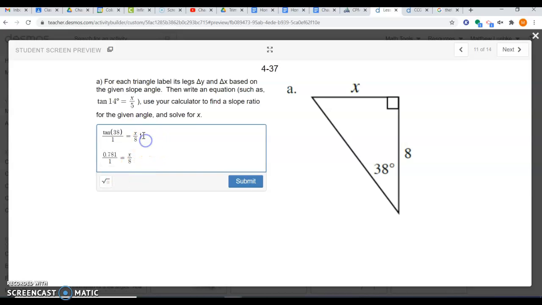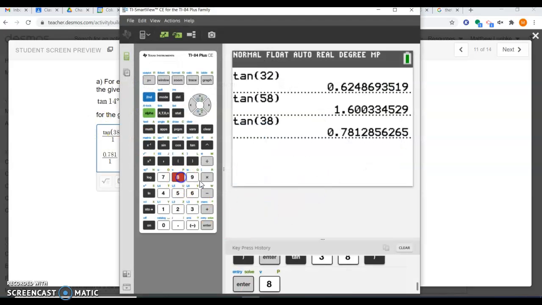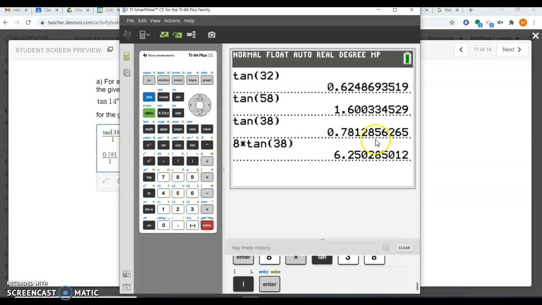Okay, now if you go this route, because this is my favorite route here, where you leave it as tangent, it looks funny, but we can do this. You can do 1 times x, that gives you x. 8 times the tangent of 38, which you could put into a calculator. You can do 8 times the tangent of 38 in a calculator. And I like this method more because it gives you a more accurate answer than if you round. So either way does work.